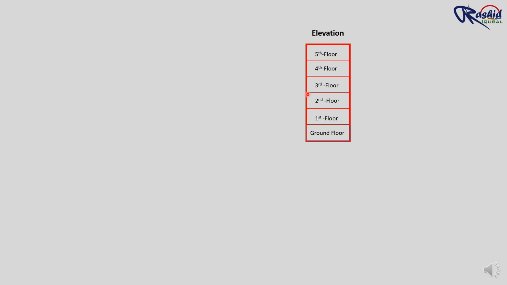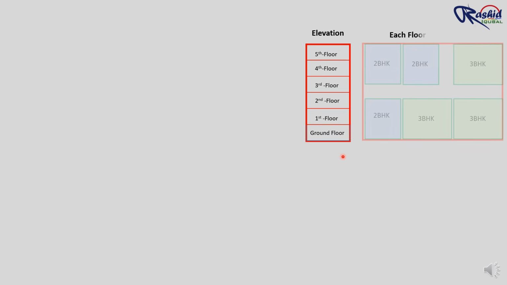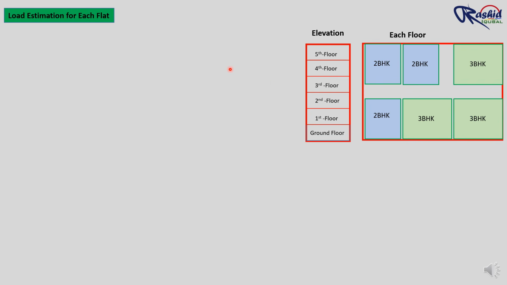The building has ground plus 5 floors, meaning total 6 floors. Each floor has 3 units of 3 BHK flats and 3 units of 2 BHK flats. To calculate the electrical load, we will consider a standard power rating for different types of appliances used in 3 BHK and 2 BHK flats.